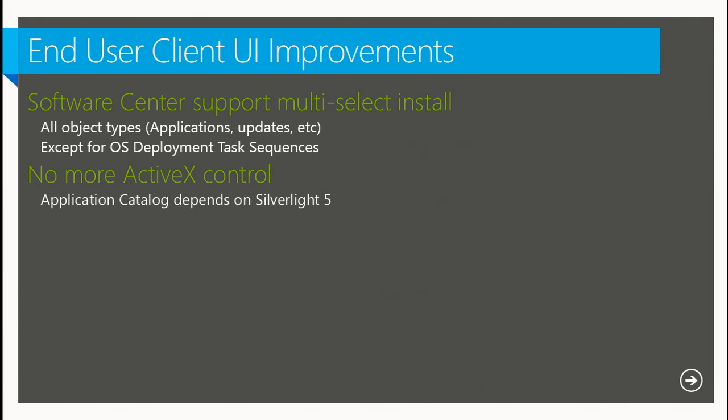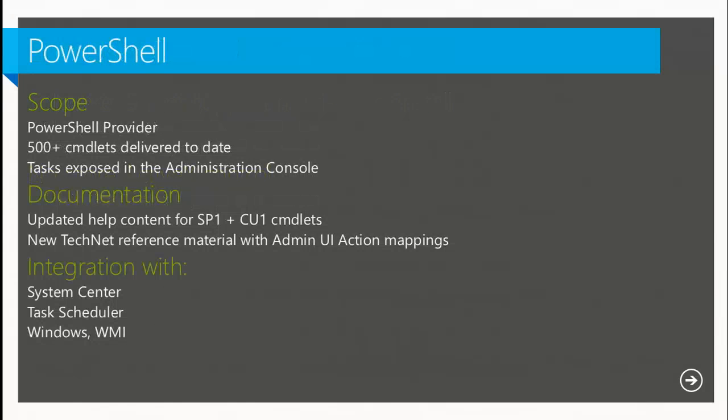The only thing you can't do is multi-select OS task sequences, which makes a lot of sense because when you're going to flatten a box, there's no sense selecting a number of other items to install as well. The other thing we did too, maybe more on the administrative side, is we got rid of the ActiveX control. So you don't really have to worry about getting the group policy in place and all the other stuff to make that happen. It's all just Silverlight now. Well, it was Silverlight before, but with Silverlight 5, it eliminated the need for having that separate ActiveX control.